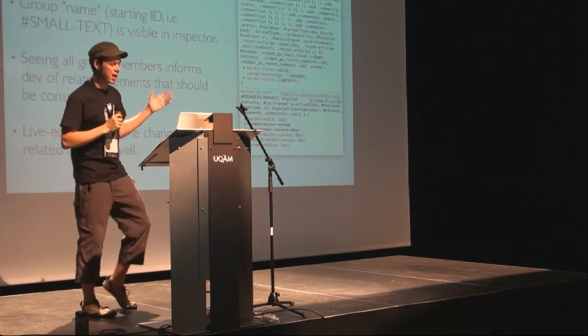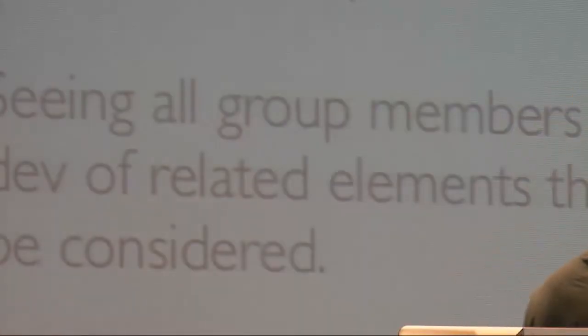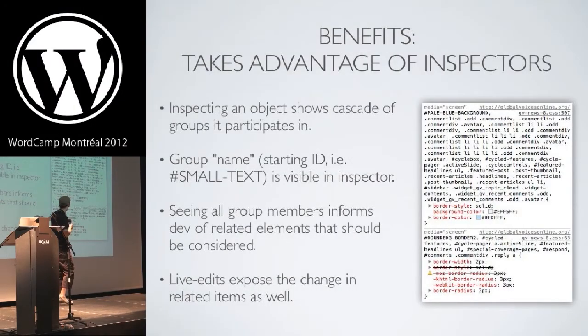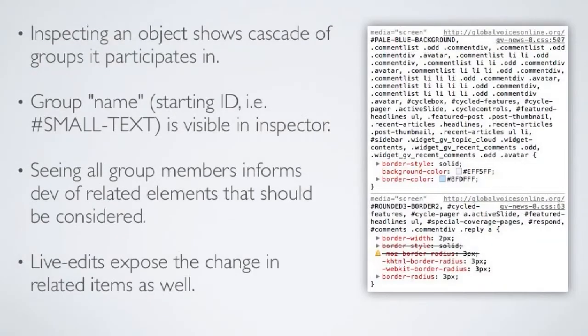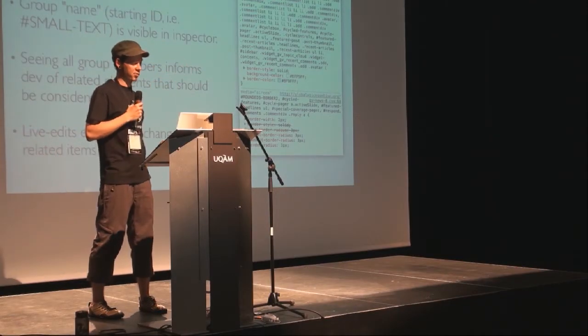So when you inspect an object that is done using DRY CSS, what you see is the different groups they participate in. So you see, I right-clicked on something, I forget what it was for this screenshot, but I can see that it's in the rounded 3, border 2 group, and I can see which ones apply to it, and it's also in pale blue background. So you can see what's affecting it, and I find that really useful, having the label in the inspector where you could see it and knowing what part of your design it reflects.